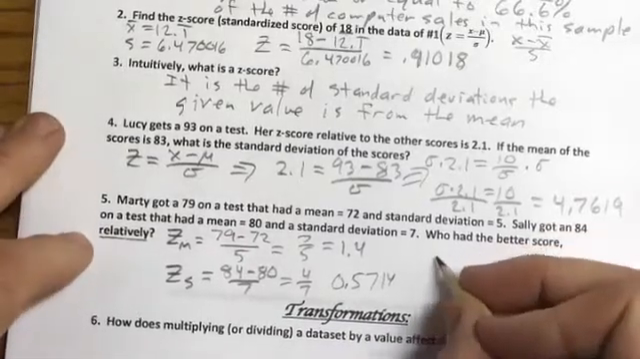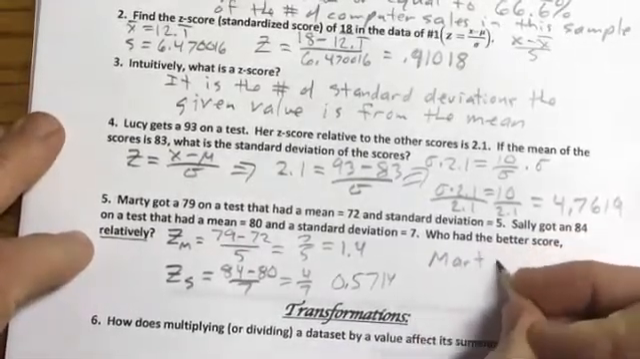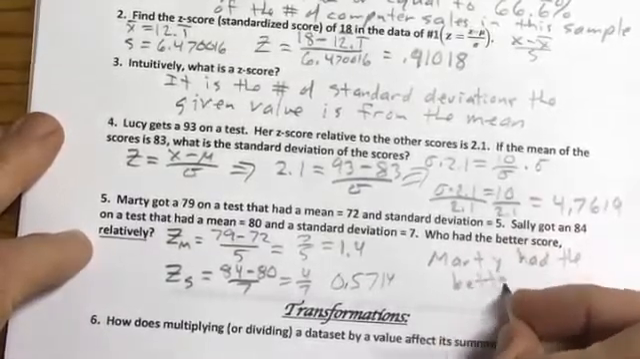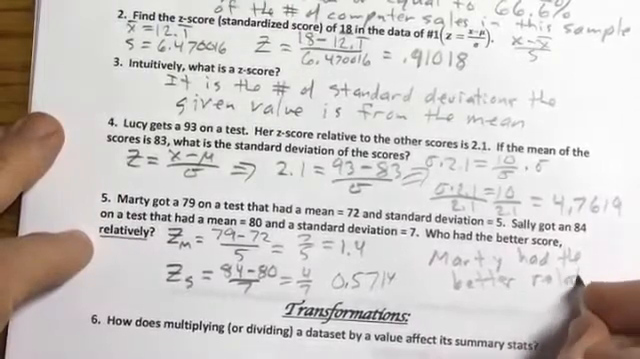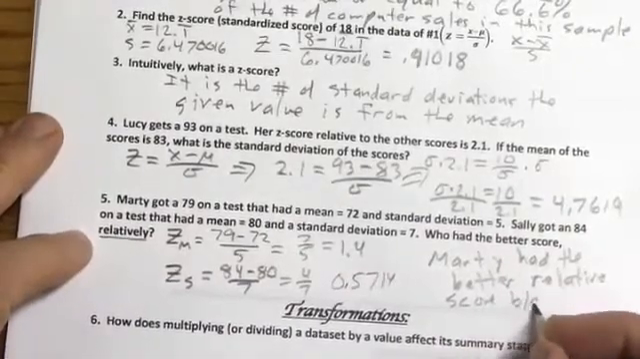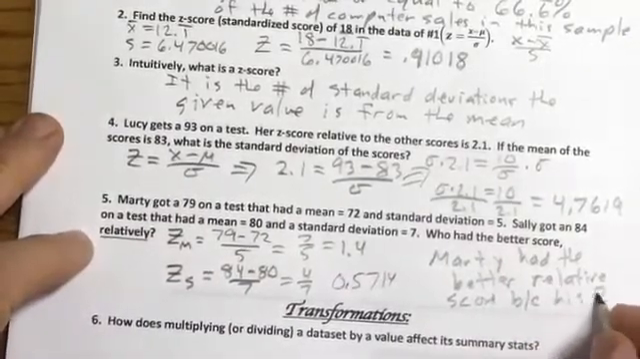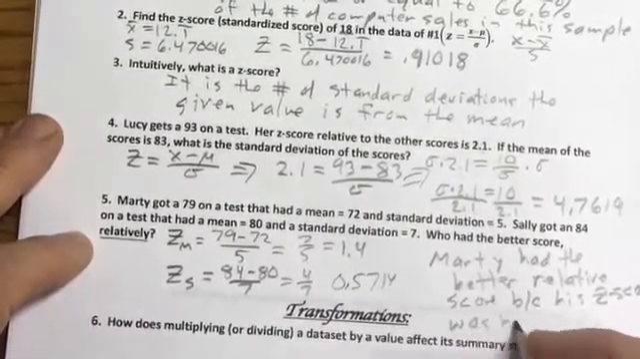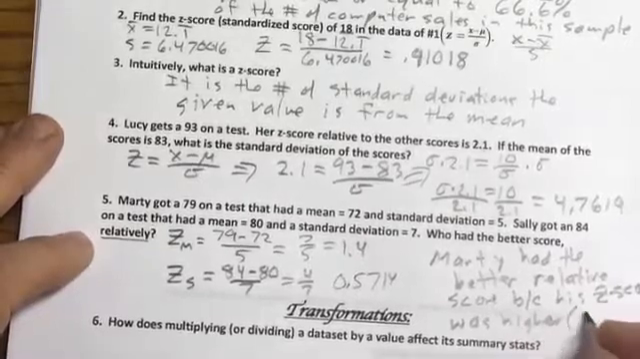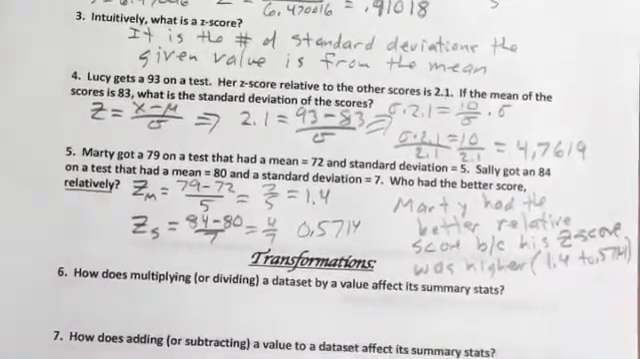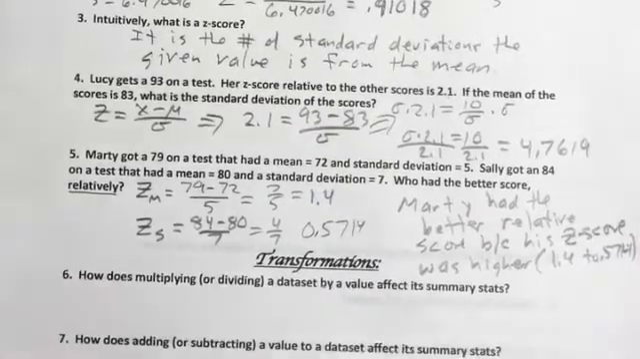So Marty had the better relative score, the better standardized score, because his z-score was higher, 1.4 to 0.5714. Boom. So there you go. All right, so that's how you do that. So that's working with z-scores and finding percentiles.